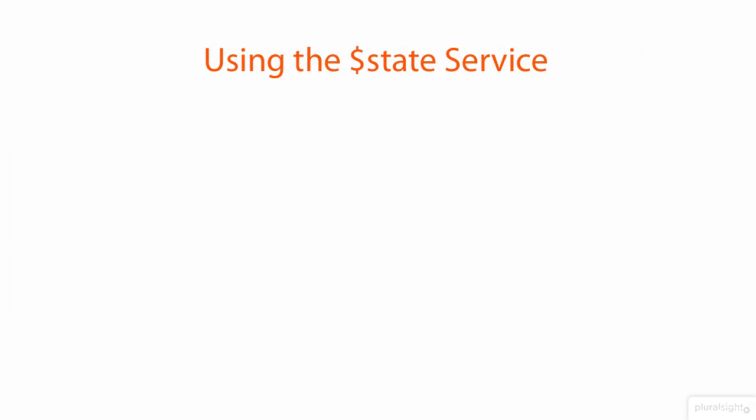I just showed how to use the Go method on the state service to programmatically activate a state, but the state service has a number of other useful features. In addition to the Go method, it also has a reload method you can use to force the current state to be reloaded. It will not reload your entire Angular app, just the state and those things directly related to the state. The Get method lets you retrieve any state object by name, or you can use it to return an array of all of the states in your app.